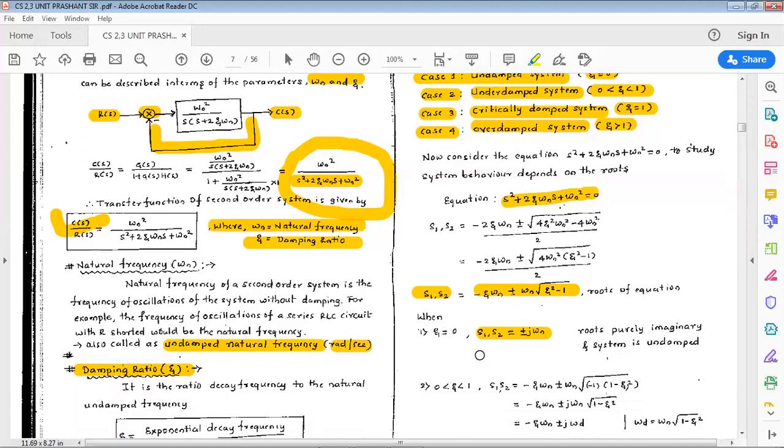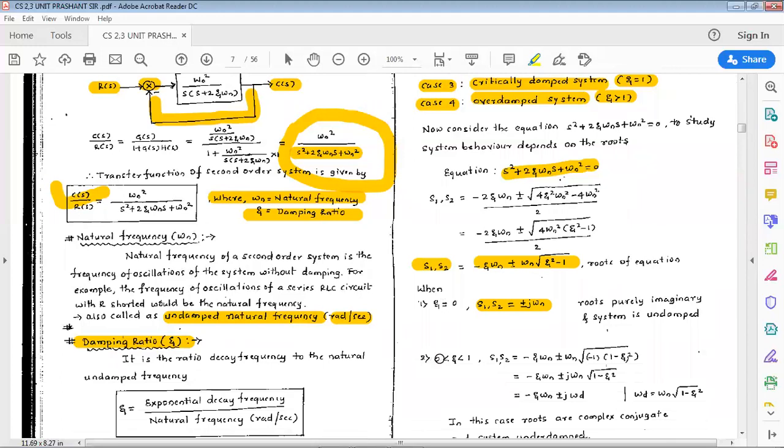Okay, we'll look into the next case. When zeta lies between 0 and 1, what would be the result? That is s1 and s2 equal to minus zeta omega n plus or minus omega n under root. If I take minus 1 common outside, you will get 1 minus zeta square. Understanding? If you take the minus 1 out of the root, it will become j outside. So that results in minus zeta omega n plus or minus j omega d.